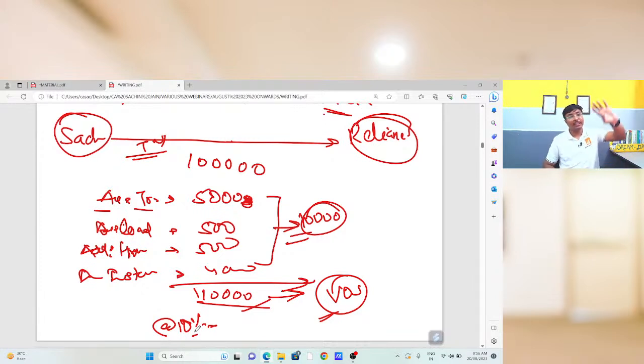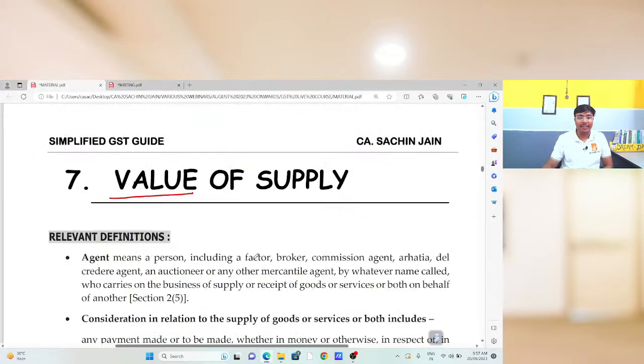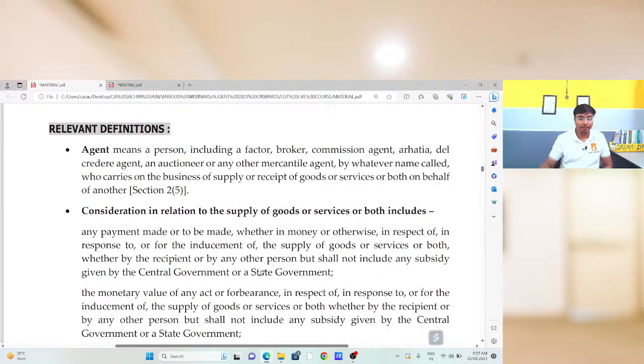Is that okay? Section 15 subsection 1 says that your transaction value will be the value of supply if the buyer and supplier are not the related party and price is the sole consideration. Section 15 subsection 2 says all the expenditure related to the particular supply will be part of the value of supply, excluding GST; all these taxes do not form part of that transaction value. So this is the basic concept. Now we are going to read the same from the language of law.